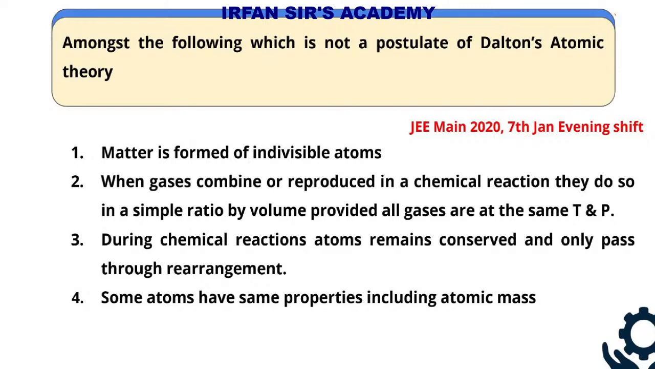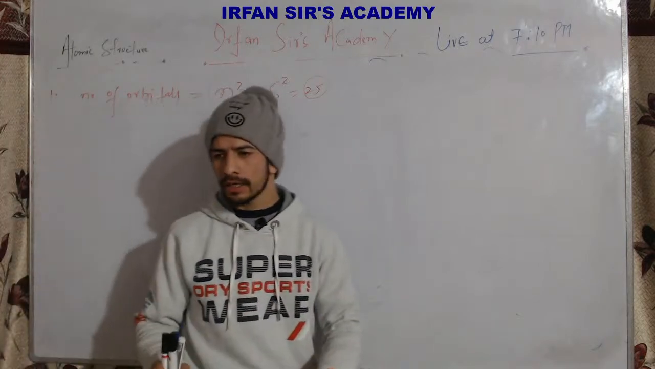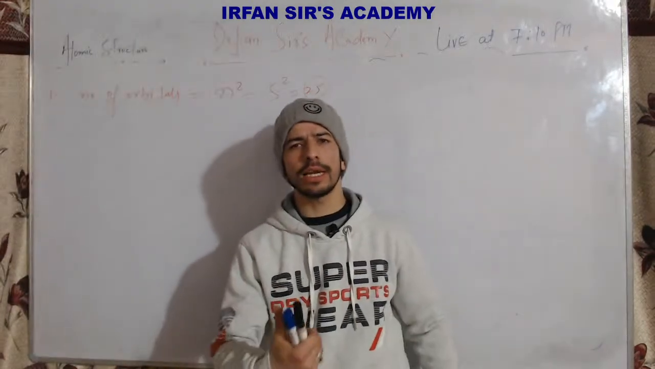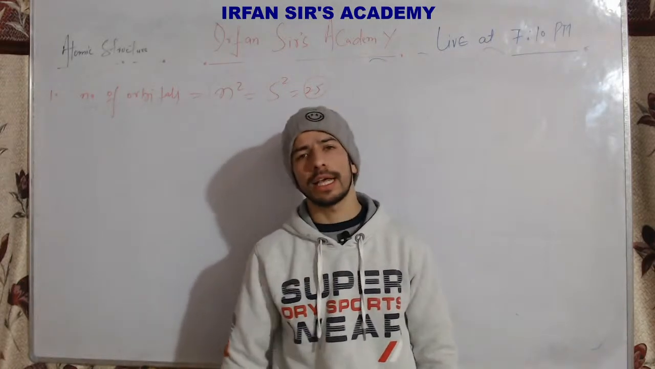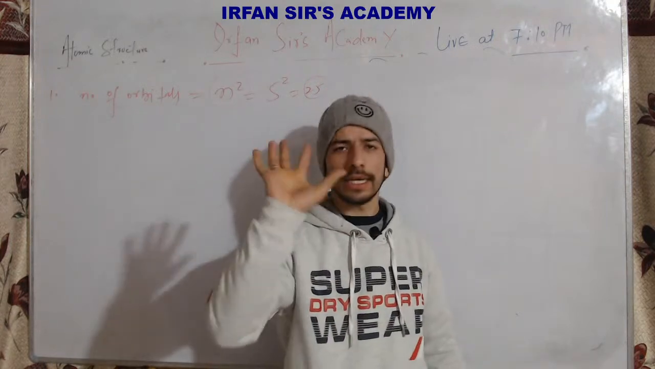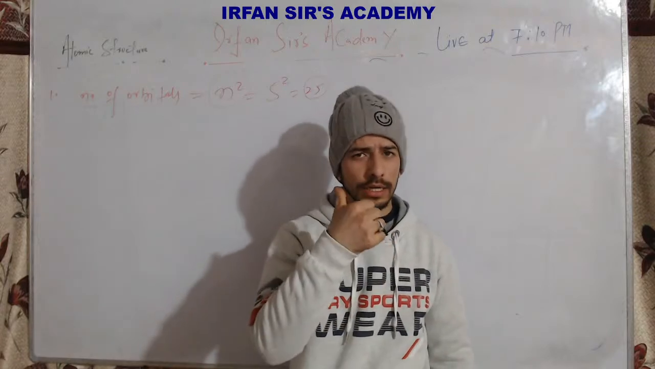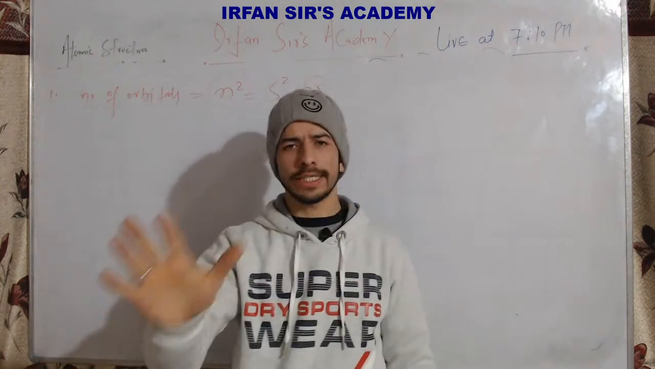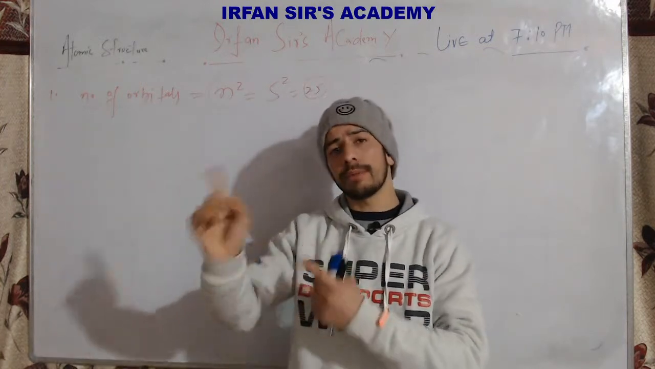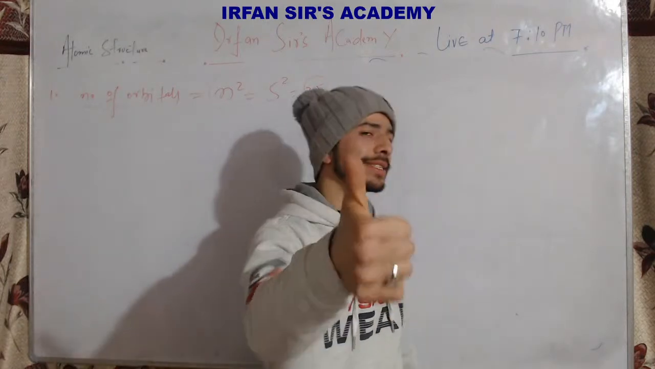Yes, the answer number 2 is correct. Why? I will tell you why answer number 2 is correct. We know Dalton's atomic theory. Dalton's atomic theory tells you matter is made up of small indivisible particles called atoms, which are indestructible. Atoms of the same element are similar in every respect, mass and so on. Atoms of different elements are different in every respect, and they combine in a simple whole number ratio by mass.